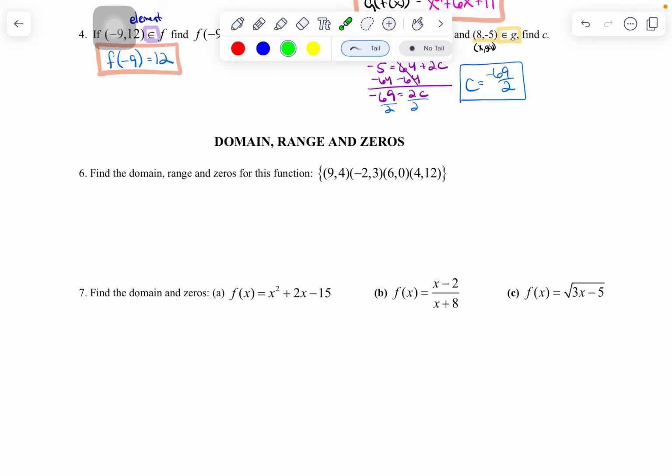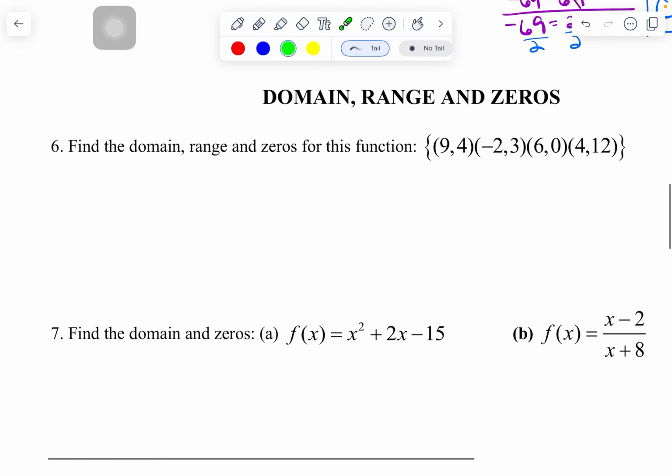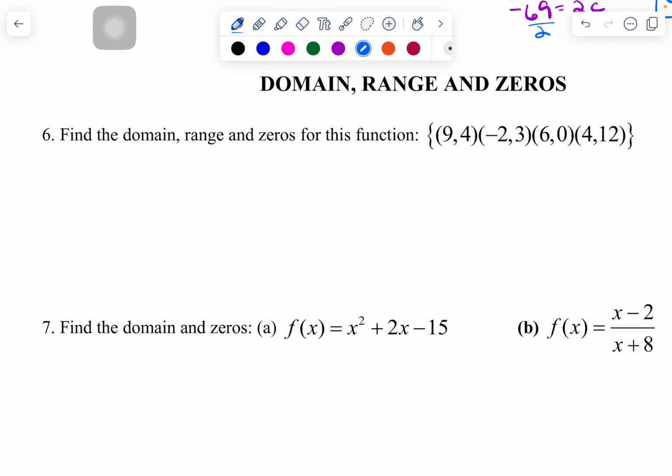Alrighty, folks, this is going to be the third and last video for Note 69. This is going to be on domain, range, and zeros. So in this first part here, we've got a problem where I'm asking you to find the domain. So let's go ahead and mark domain. I also want to know the range and, of course, the zeros.